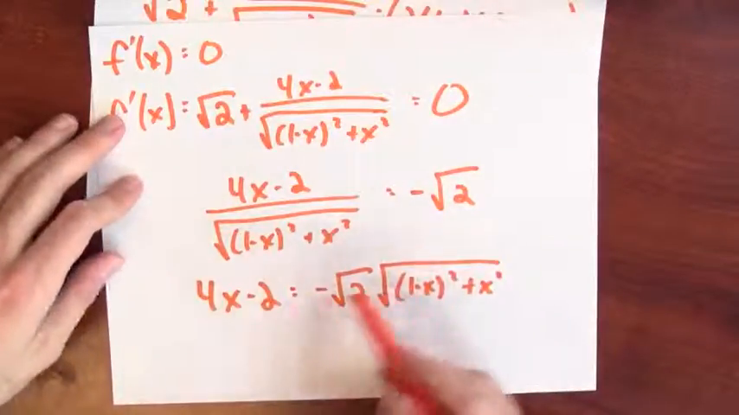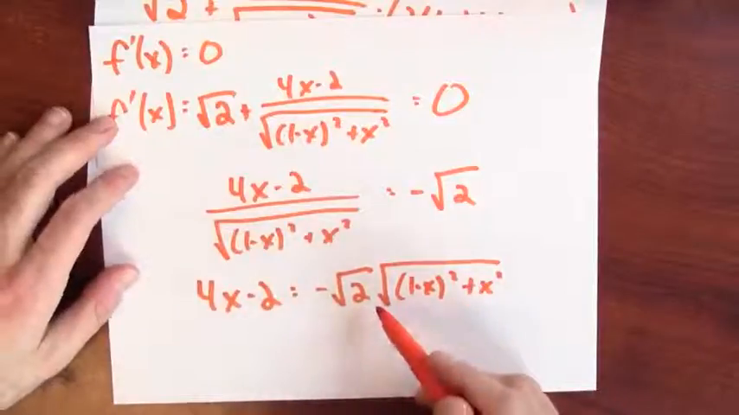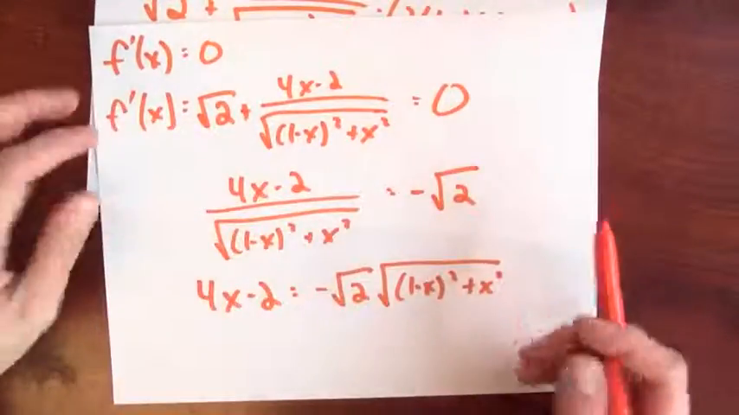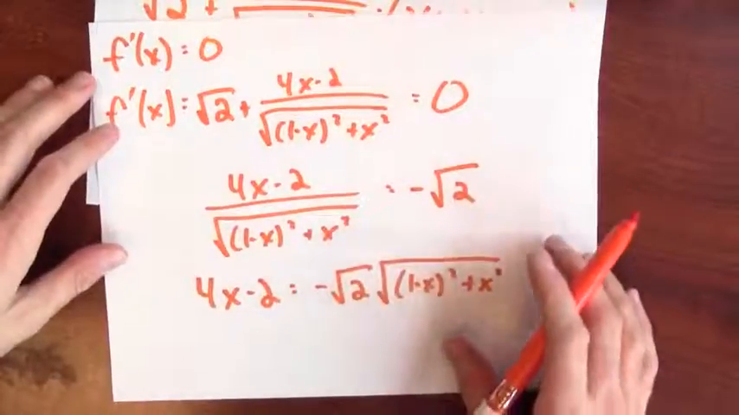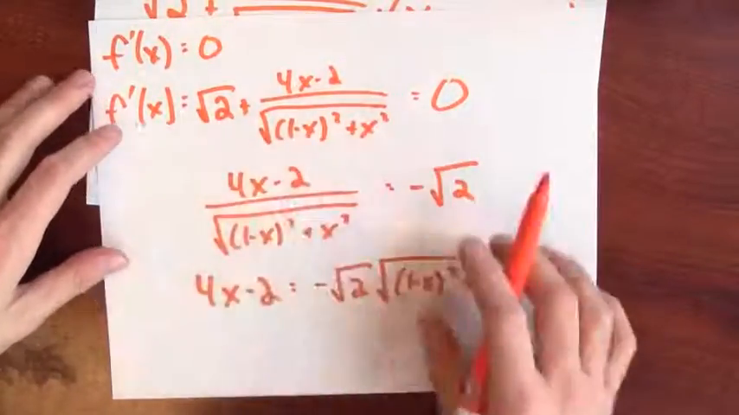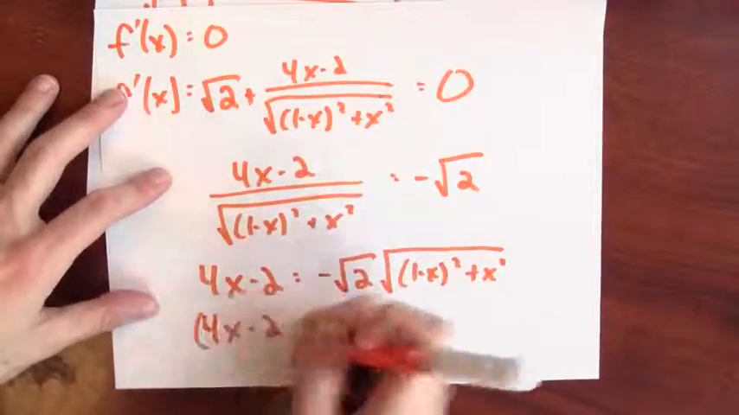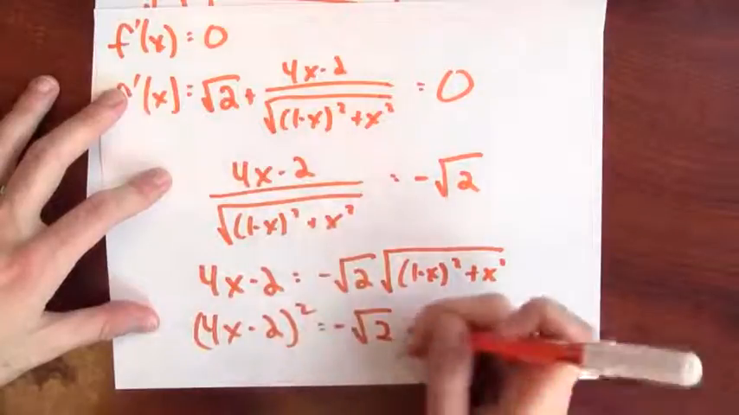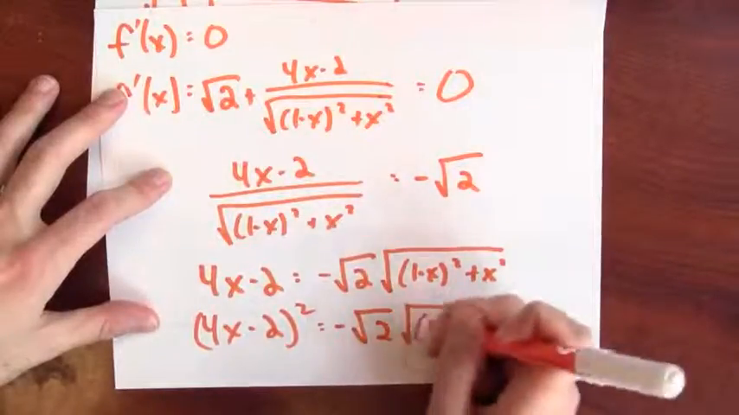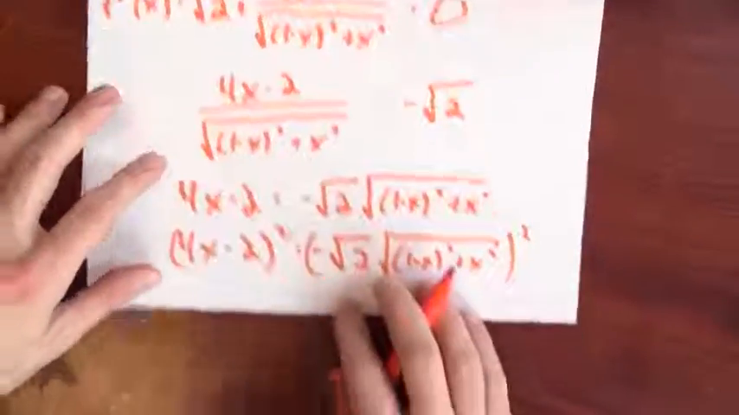Now, how do I solve an equation like this? Well, one trick I can use is to square both sides. Now, that might introduce extra solutions, but I can go back then and figure out exactly which solution's still a solution to this original problem. So let's square both sides. So I've got 4x minus 2 squared is negative square root of 2 times 1 minus x squared plus x squared, this whole thing squared.